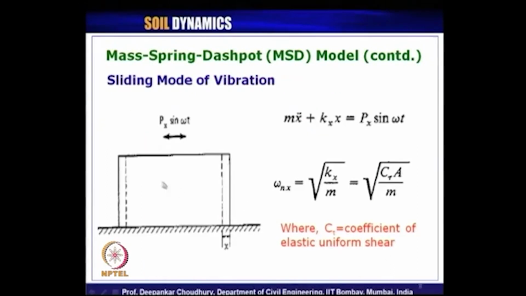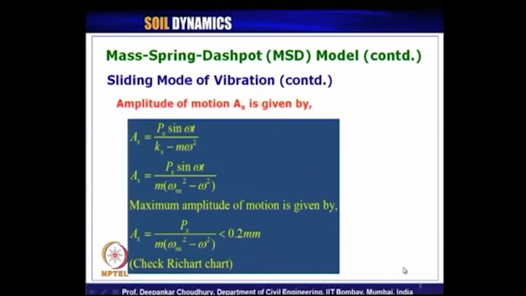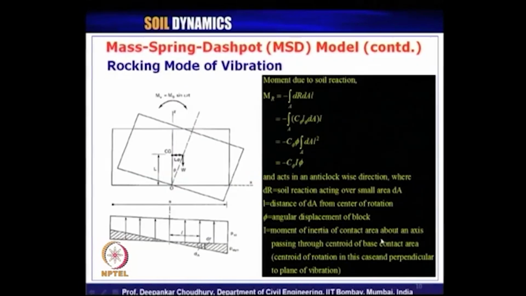Then we had seen the sliding mode of vibration, what the equation of motion is and how omega n x is computed using the expression k x equals C tau times A, where C tau is defined as the coefficient of elastic uniform shear, and the expression to compute the maximum amplitude A x is given by this, which again needs to be checked with respect to the specific guidelines.